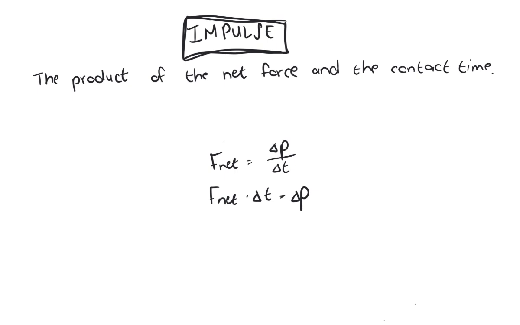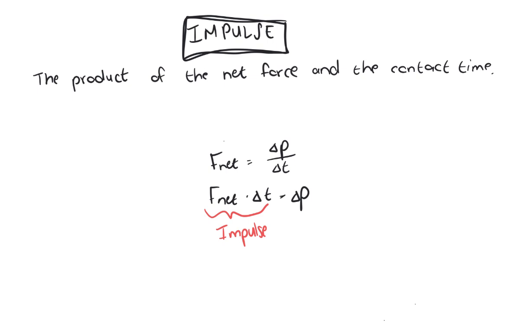And then I get this equation. And impulse is defined as the product, which implies multiplication, the product of the net force and the contact time. So I see from this equation that part over there, the multiplication, the product of the net force and the contact time, is my impulse. That is what impulse is. But now what's interesting is that if this part of the equation is the same as the impulse, then it means that the impulse is equal to the change in momentum.